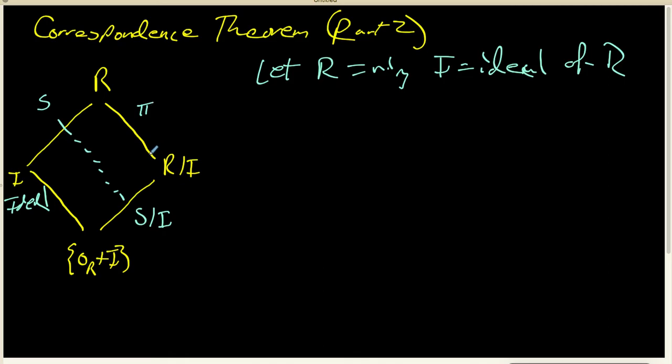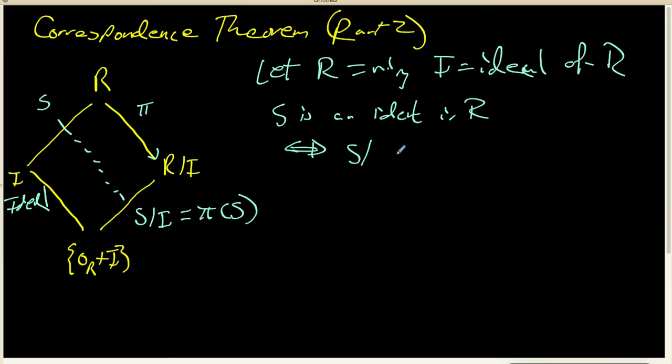And the critical part of the proof was that we let pi be the natural or canonical map from R to R mod I. And under that map, S mod I turned out to be the image of S. The correspondence theorem goes on to state that S is an ideal in the ring R if and only if S mod I is an ideal in the quotient ring R mod I. And that's what I want to prove in this particular video.